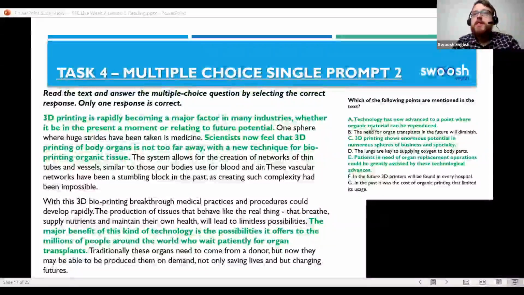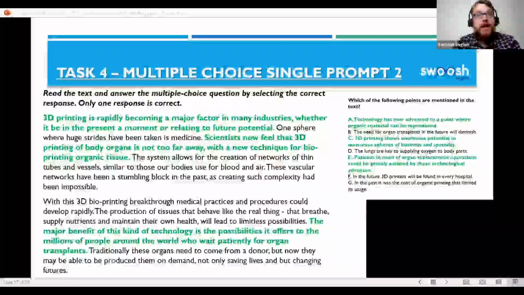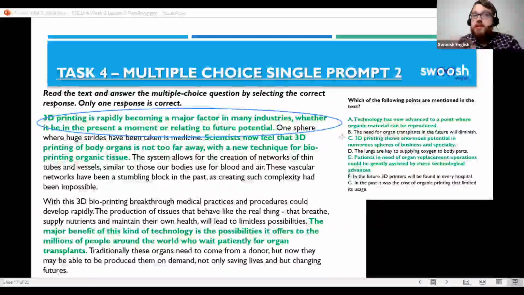How about C? 3D printing shows enormous potential in numerous spheres of business and specialty. How important is 3D printing and how much can it work? Well, the first statement directly backs it up. 3D printing is rapidly becoming a major factor in many industries, whether it be in the present moment or relating to future potential, directly backing that up about how useful it is and how it obviously has a lot of potential in the future. So a lot of businesses are investing in it for its business practice as well as what it can achieve. How about statement number E?